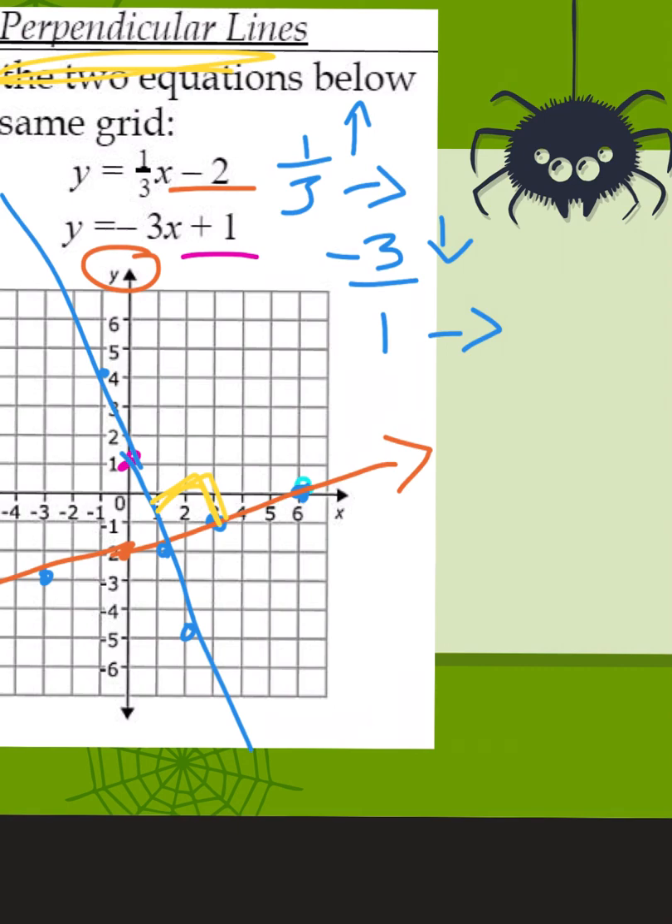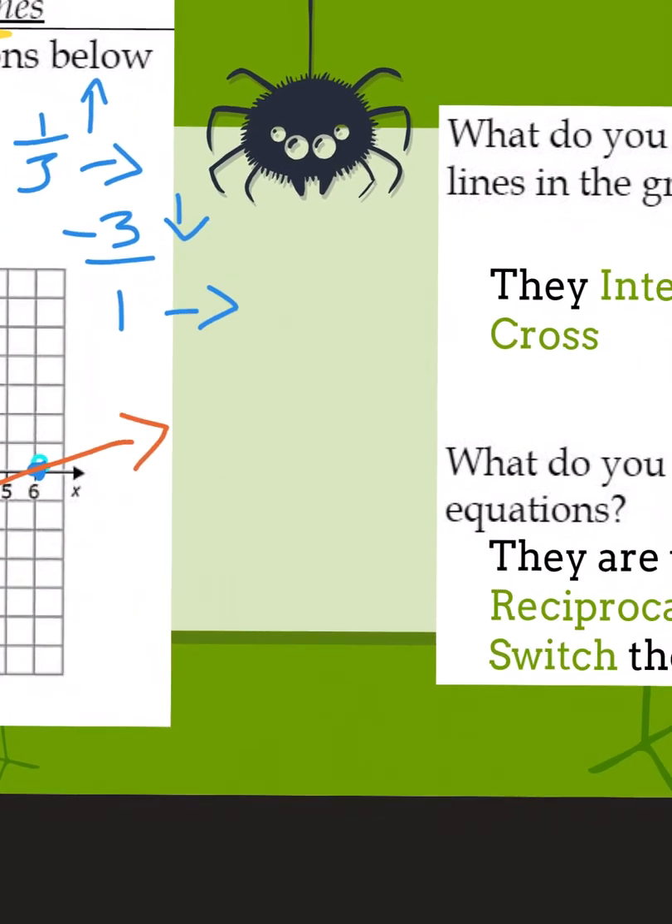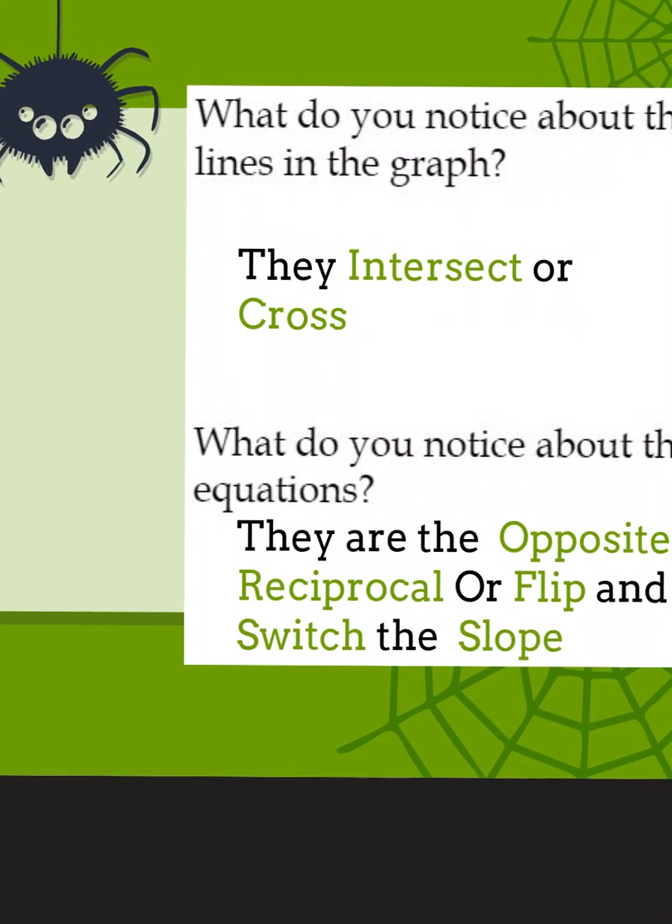So what do you notice about those two equations? They're both lines. They intersect. But the equations, they're both numbers. Focus on your slope. They both have 3s and 1s. And then what else? One's positive, one's negative. It's almost as if they did a flip and a switch.